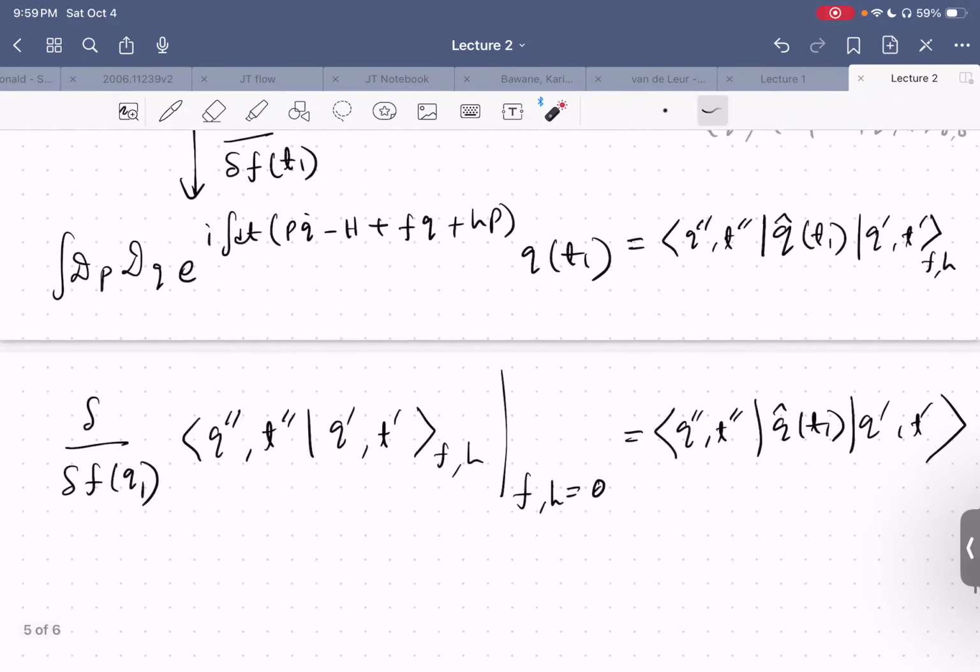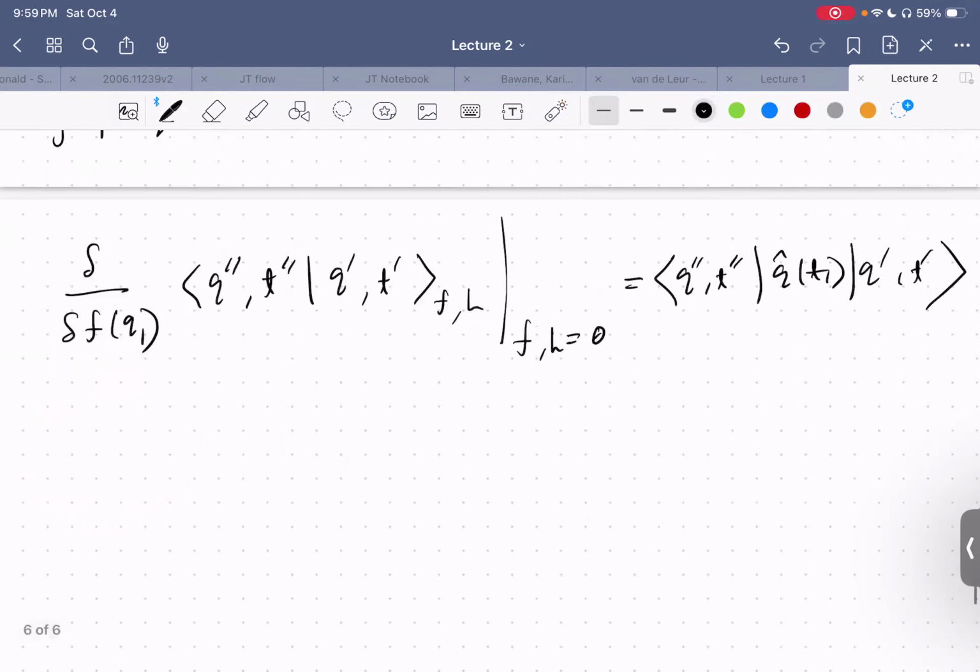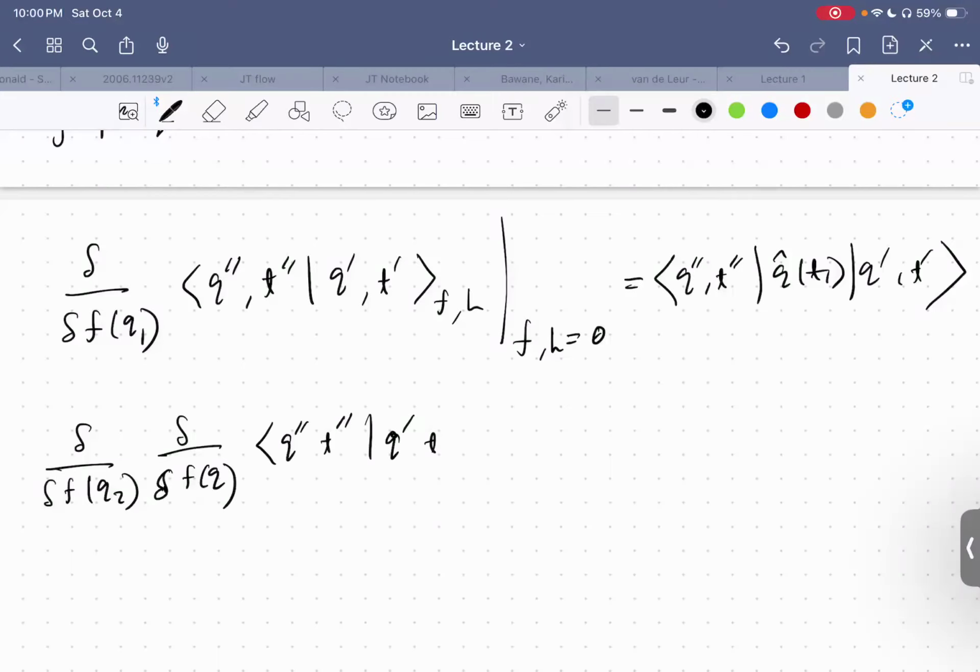And you could repeat this derivative multiple times, right? So you can take another derivative at a different time, q2. And once you have taken all the derivatives that you want to take, then you set f and h to 0, right? I mean, if you set f and h to 0 after taking just one derivative, then you cannot take another derivative. And this gives you two operator insertions.